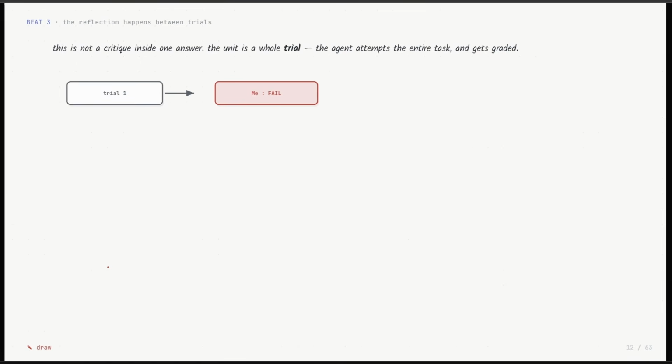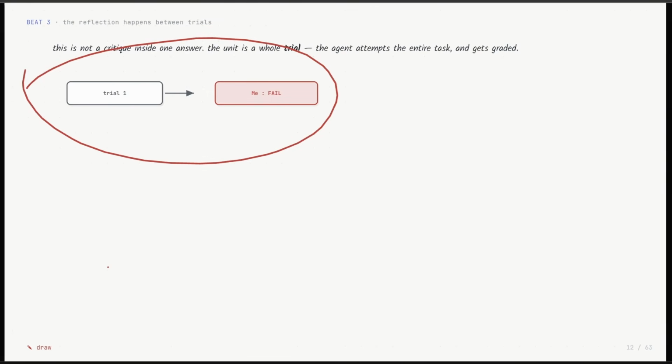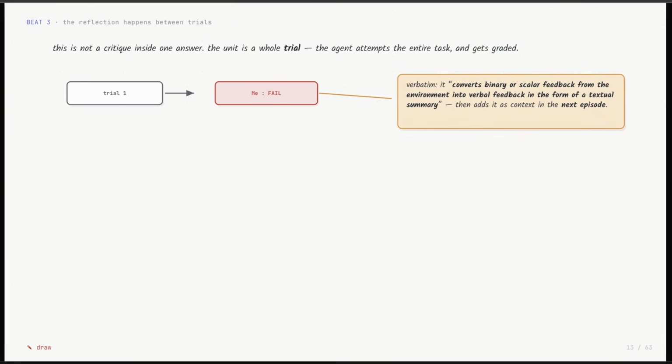This is a trial in itself. The agent attempts the entire task, start to finish, and then gets a certain grade. Trial 1, and the evaluator says fail, for example. So it's either 0 or 1. 0 will be coded as fail.